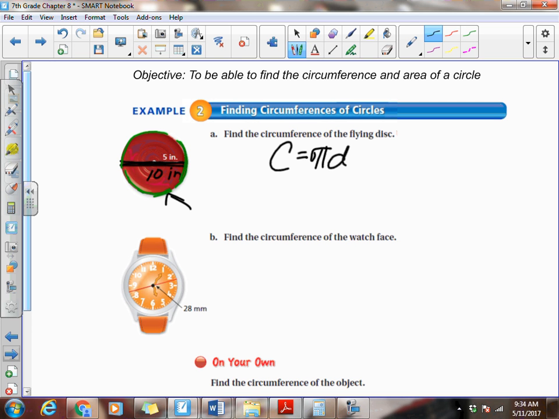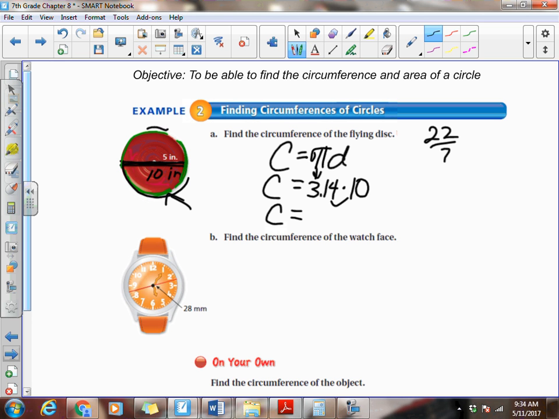So to find the circumference of this frisbee, I would substitute in what I know. I don't know the circumference, I'm trying to find that. I know that pi is approximately 3.14. Sometimes for pi, if we're dealing with fractions, we can use 22/7 because that is also approximately the value of pi. And then I need to multiply that by the diameter. So my diameter is 10. Now I can calculate that out.